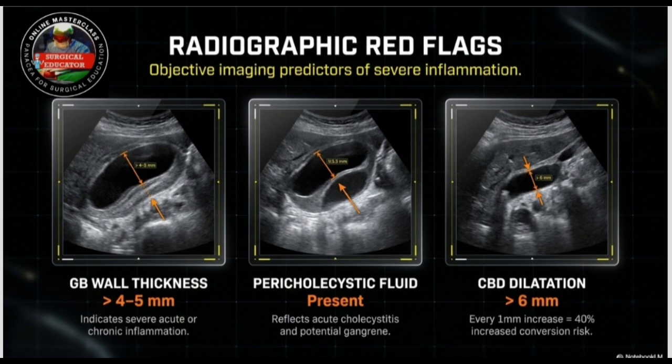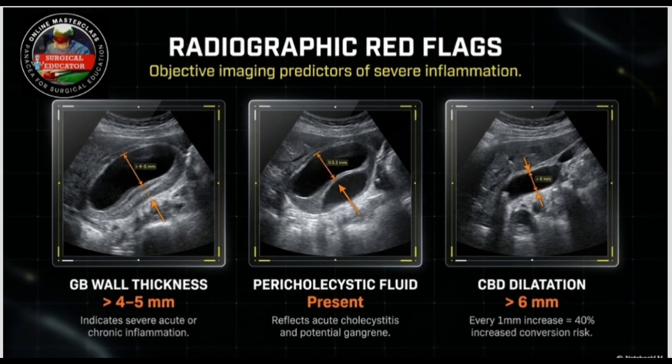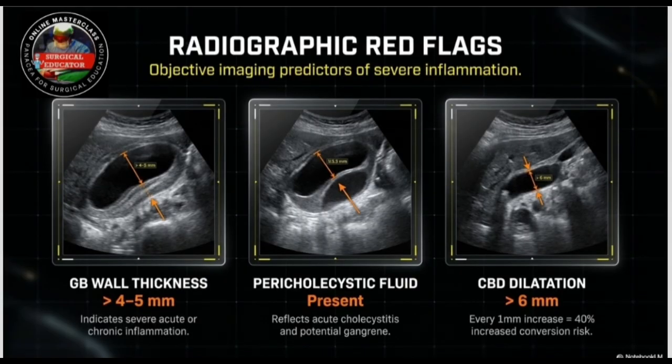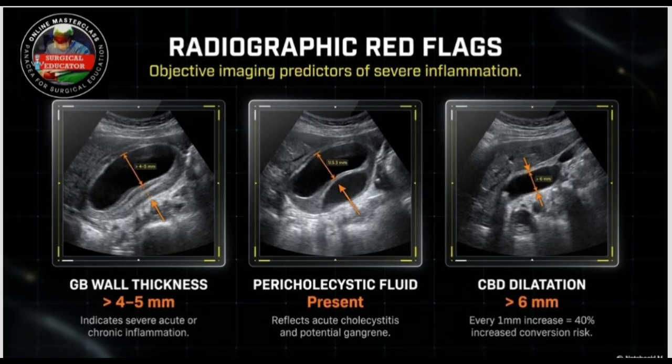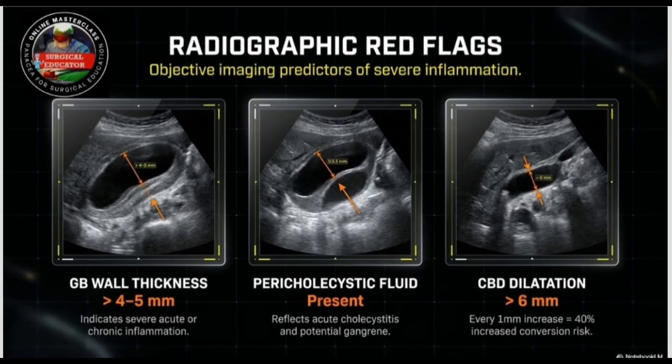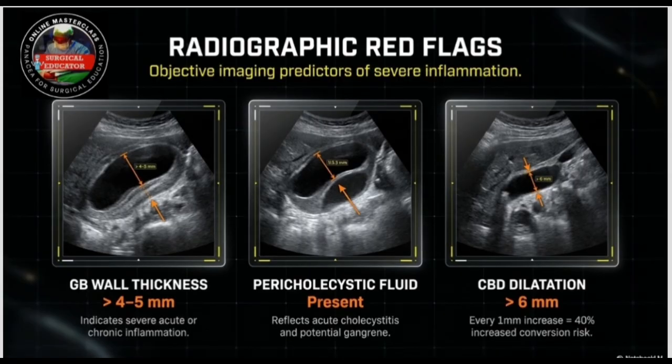The localized defense mechanisms within the wall have been overwhelmed, and it's weeping fluid into the abdomen. You are looking at potential localized gangrene. And that destroys those natural tissue planes surgeons use to separate organs. Completely obliterates them. The organs are just glued together in a wet, inflammatory mass.